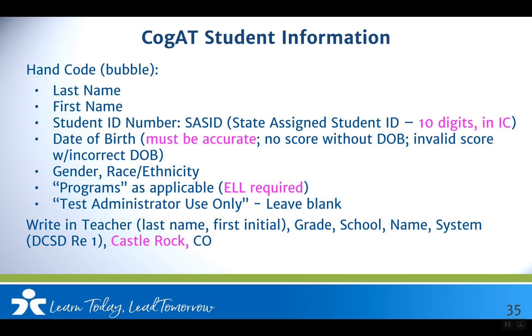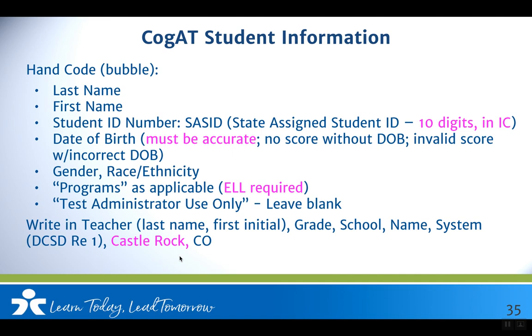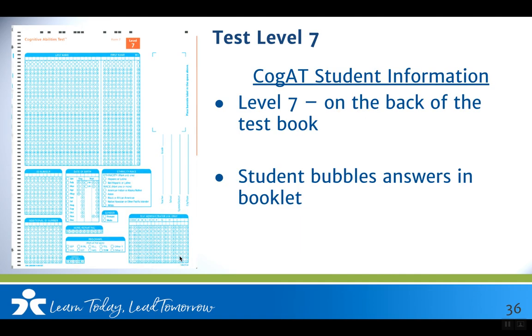Okay, student information sheets. So you guys have filled these out quite a bit. This is if you're hand coding or hand bubbling. If they're on the label, you don't need to do any of this. Okay, make sure the birth date's accurate and that it's a 10-digit SASID number. Not their lunch number, their state number. Also, when you're writing in where we are in the system, always put Castle Rock, even if you're in any of the other regions.